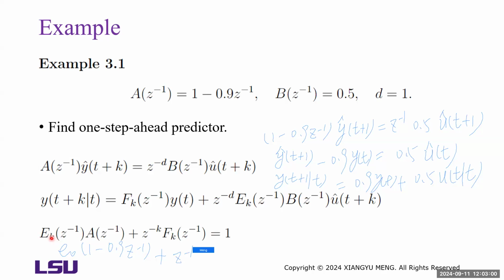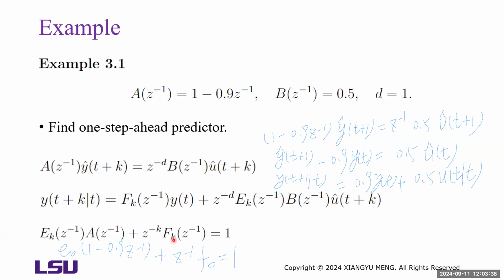So the order of F is n minus 1. From the polynomial A, we know that n is 1. So if n is 1, the order of F1 is n minus 1, therefore the order of F1 is still 0. So F1 is also a constant. So here we have F0, then it's 1.